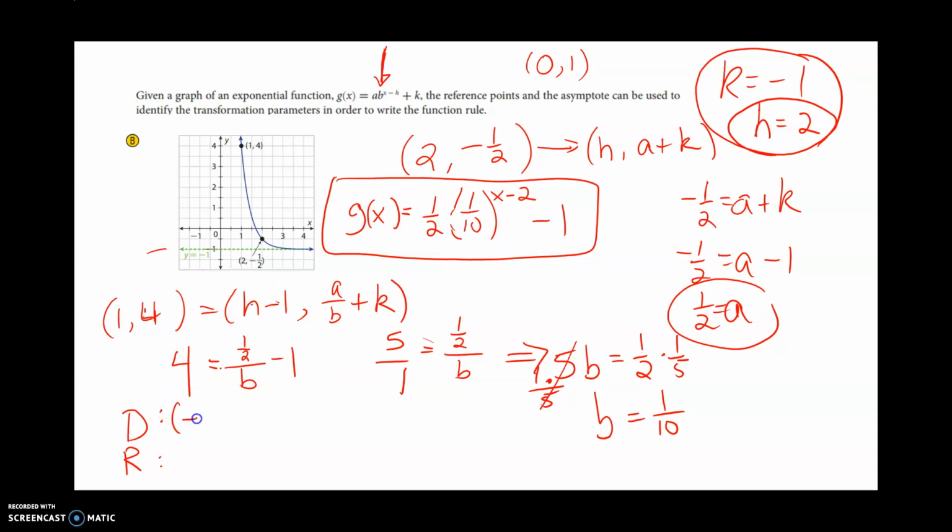Okay, domain is all real numbers every time. Anytime you have an exponential, right? Now look at your range. This is not reflected. This graph approaches the asymptote, never hits it. So our range, remember, has to do with k: -1 to infinity. These two problems are maybe the most challenging, but just rewatch them, stop them, and try to do it yourself, and then see if you get the same answer.